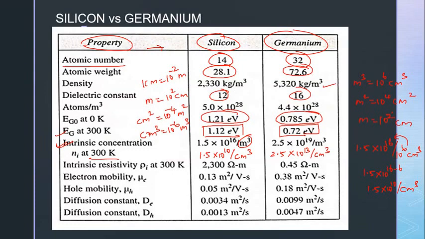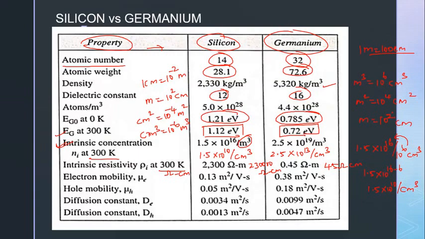And intrinsic resistivity at 300 Kelvin: for silicon it is 2300 ohm meter, and for germanium it is 0.45 ohm meter. This intrinsic resistivity is also sometimes expressed in terms of ohm centimeter. If it is expressed in ohm centimeter, you can add 2 zeros extra, because 1 meter is 100 centimeter. Using this concept, you can write it as 230000 ohm centimeter for silicon, and for germanium it is 45 ohm centimeter. So if compared, silicon has more intrinsic resistivity.